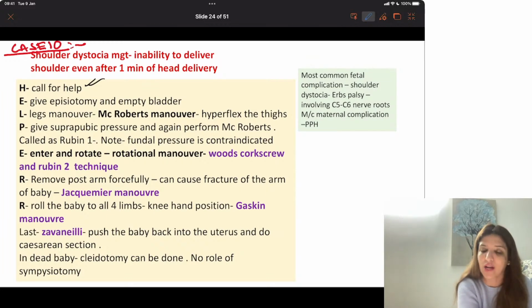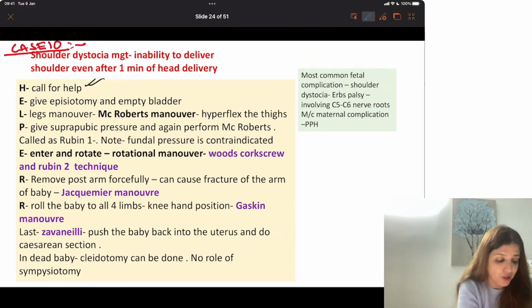This can cause fracture of the arm of the baby, and this is what is called Jacquemier's maneuver. If that also fails, you are going to tell the patient to roll on all four limbs, and that is what is called Gaskin's maneuver. If that also fails, then you are going to go to the last maneuver, which is you are going to push the head of the baby back into the uterus, followed by cesarean section, which is called Zavanelli's maneuver.